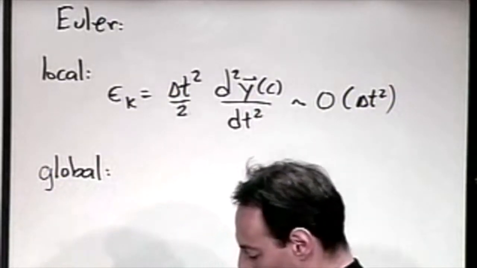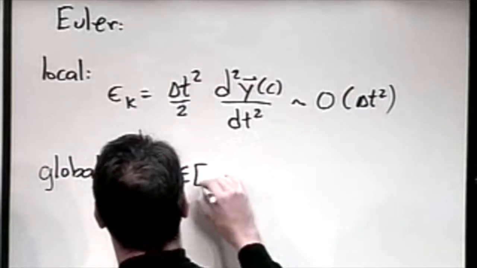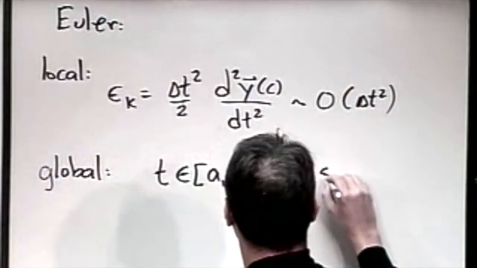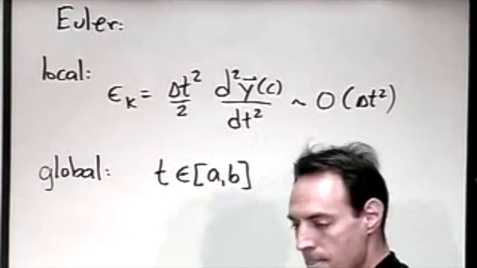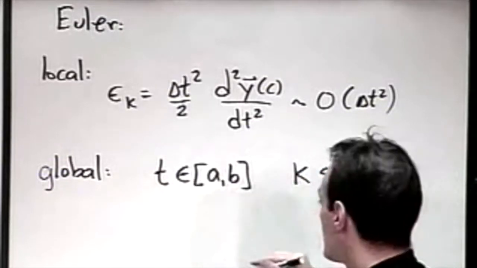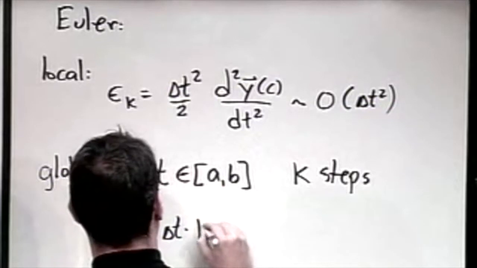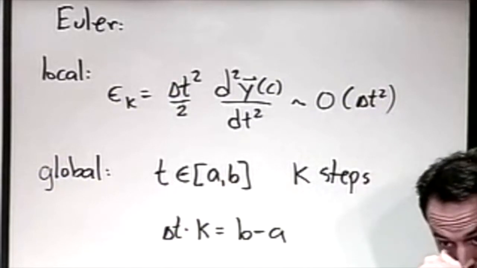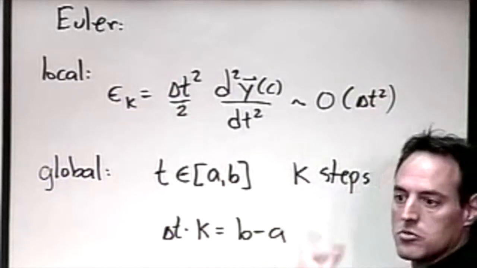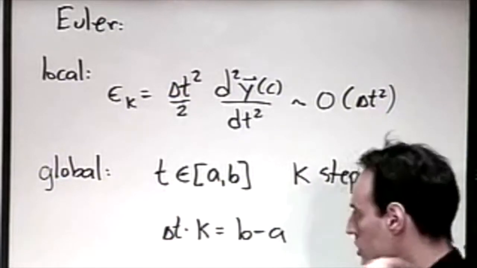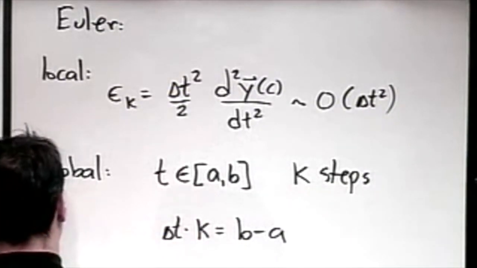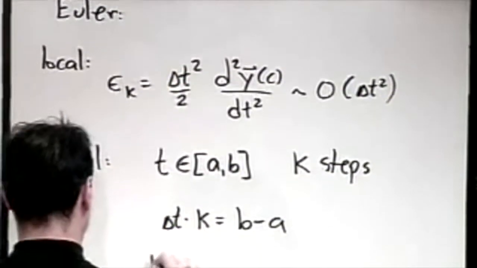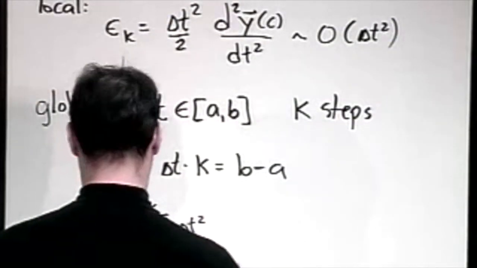Now, the global error we can calculate by saying, let's run this on some interval from time A to time B, and let's take k steps. So we're going to take k steps going from A to B. That means delta t times k is equal to b minus a. That's all I'm saying. I pick my delta t so that in k steps I span this interval. So now, what is the global error? All I have to do is sum up the error over this whole thing.